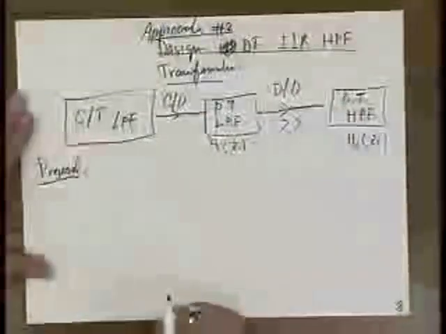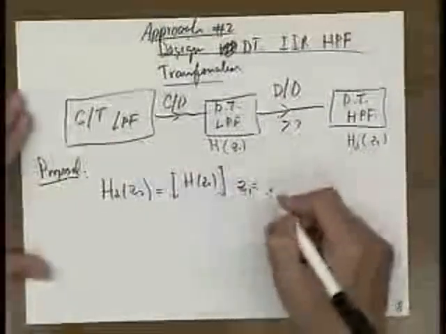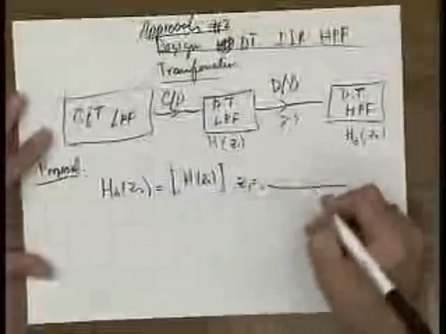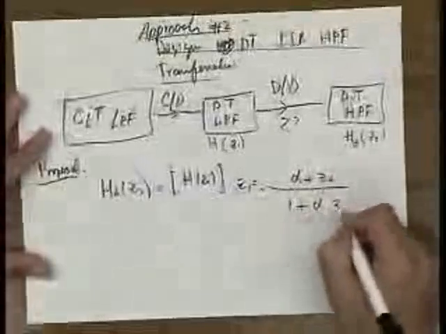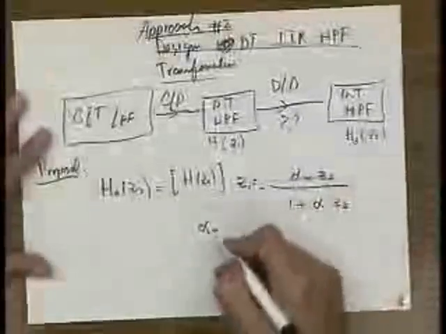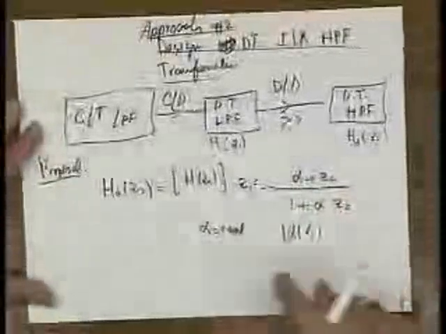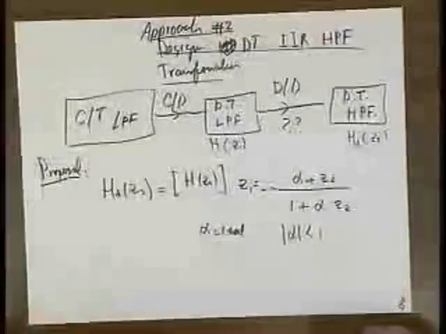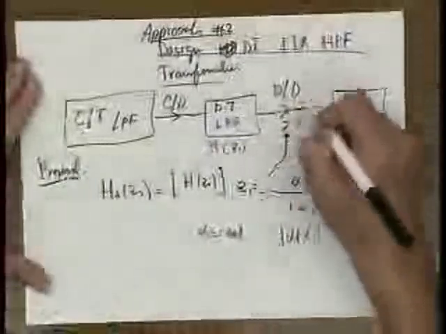The part that's not well understood is this part. What transformation can I come up with here? And what I propose, once again, is this. H sub d of z2 is H of z1 with z1 replaced by the following expression: minus alpha plus z2 over 1 plus alpha z2, where alpha, again, is some real number that's a parameter and you can set it to any value, and its choice becomes clear in just a second. But the magnitude of alpha has to be smaller than 1. So that's what I'm proposing for this discrete to discrete transformation.